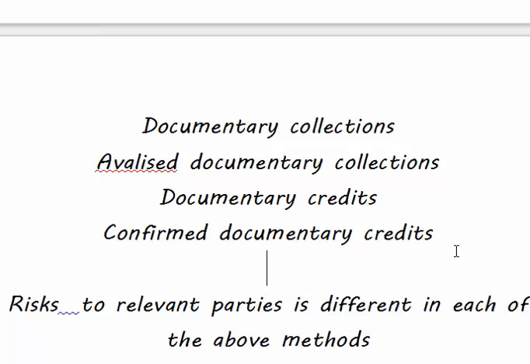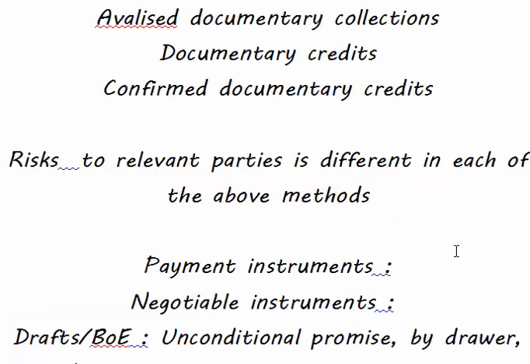Now, what are the risks to the relevant parties? The risks to the relevant parties are different for each of these transactions. In an open account, the goods are supplied and the seller is waiting for the money. Money may or may not come on whichever day. And under advance payment, you are paid and you are waiting for the goods. The goods may or may not come when the buyer wants the goods.